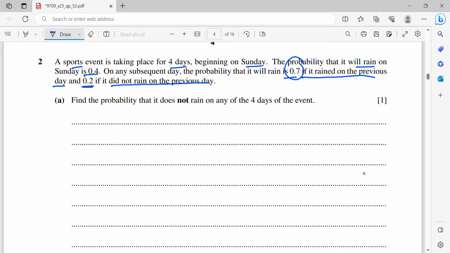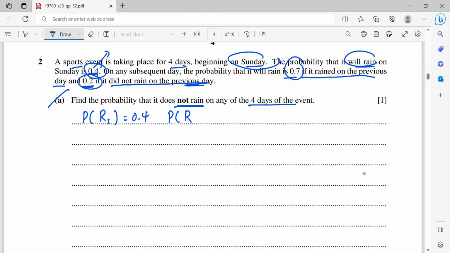So this 0.7 and 0.2 will be the conditional probability because it depends on the previous day. Now A, find the probability that it does not rain on any of the 4 days of the event. Before I solve this question, I will write down the values first. This 0.4 means it will rain on Sunday, so I will write P(rain on Sunday) is 0.4. Then the probability that it will not rain, let's say it's the bar, is 0.6 because 1 minus 0.4 is 0.6.